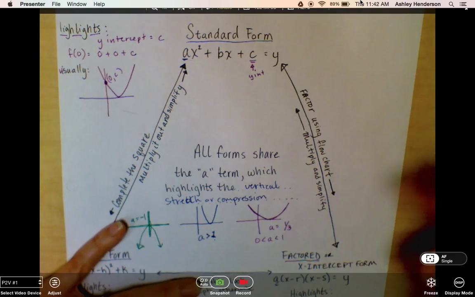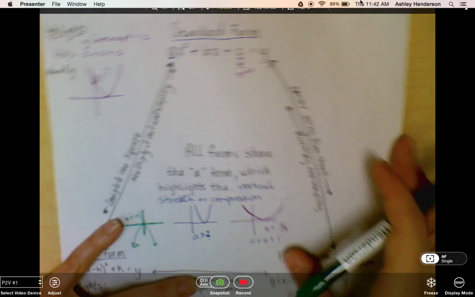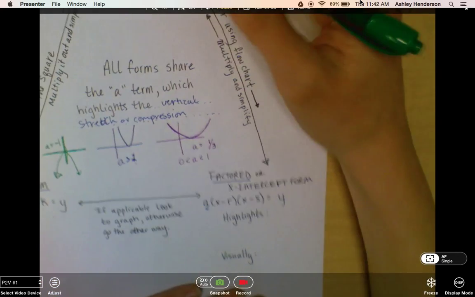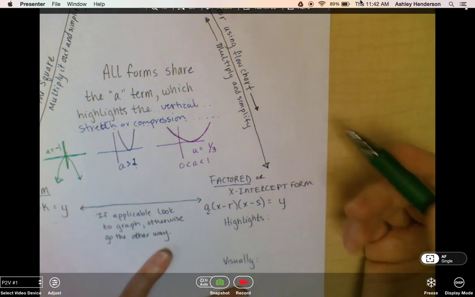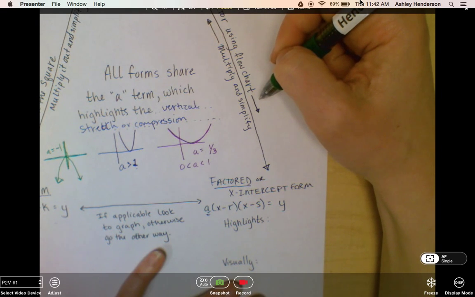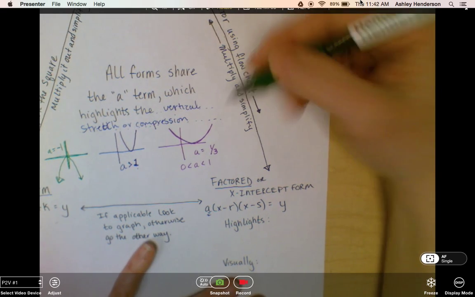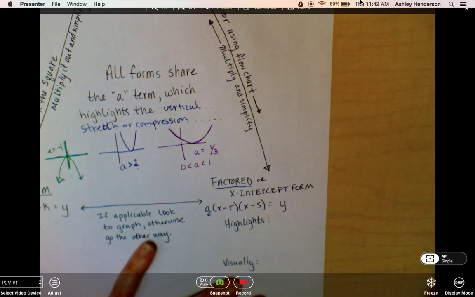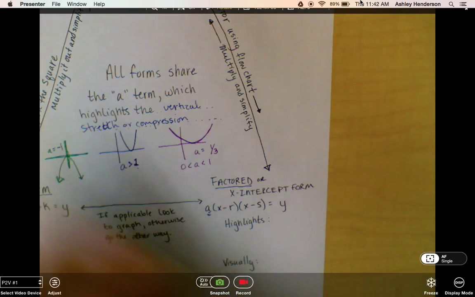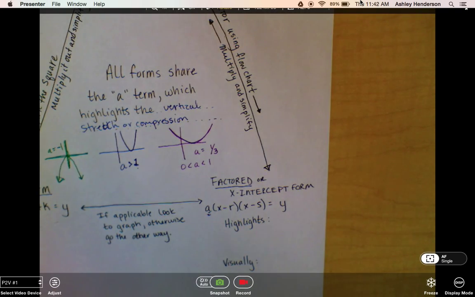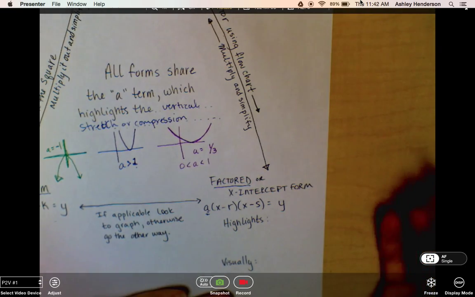Let's go down here to factored form. So if I wanted to go from standard form to factored form, I'm going to factor using the flow chart. We had a video on that the other day, so using the AC method or pulling out the greatest common factor, or there's always the possibility that it's not factorable at all. So always be aware that it's possible it's not factorable.